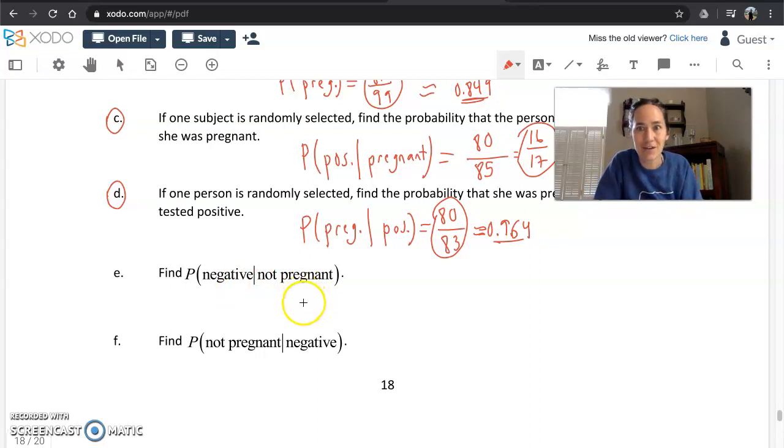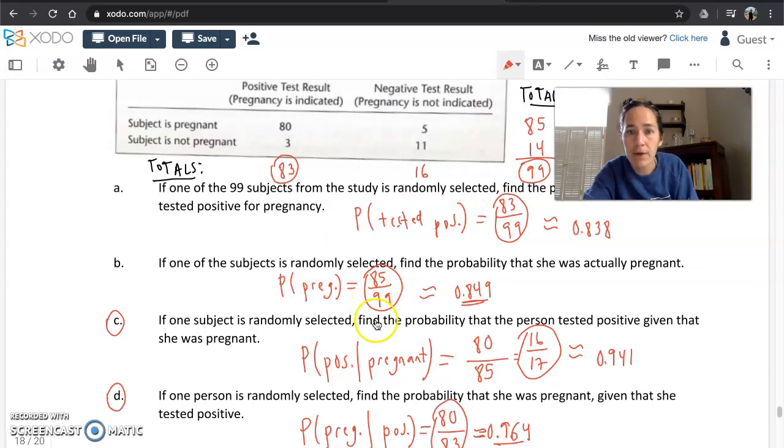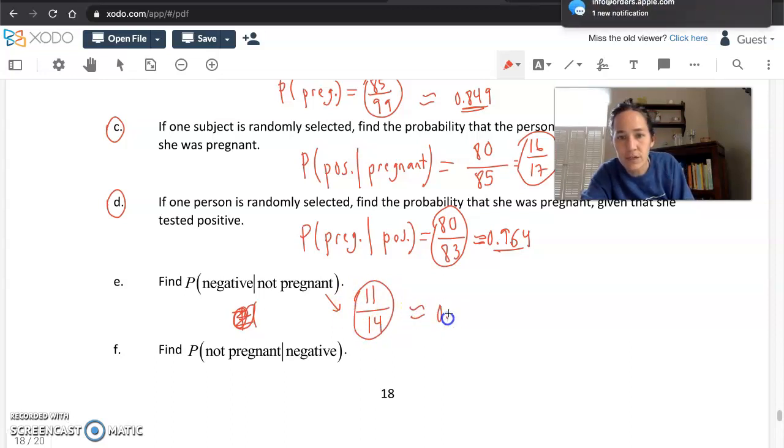Subject is negative given not pregnant. This is something that the company wants too. If they're not pregnant, they want the test to come up negative. So let's see what our numerator and denominator would be. For this one, you're going to have the not pregnant, what you're given, total at the bottom. So not pregnant, there were 14 of those. Out of those 14, if I look back up at the table, 11 of those, almost all of them, but not quite, came up with a negative test. So a slight room for error there. 11/14, roughly a 78% or 79% chance, 0.786.